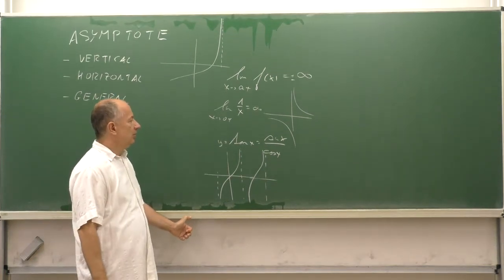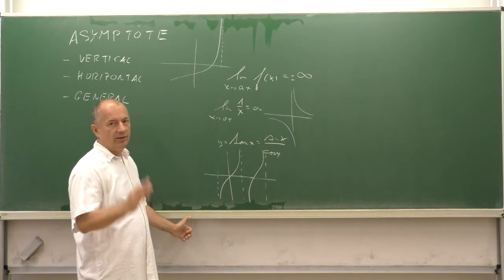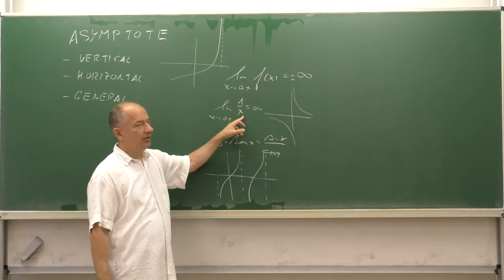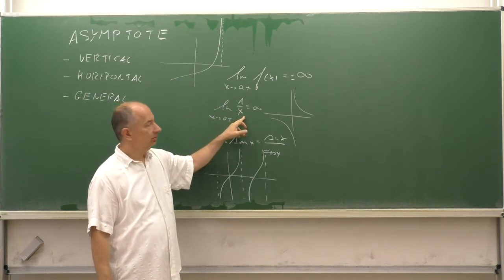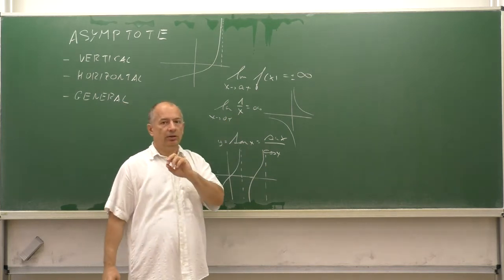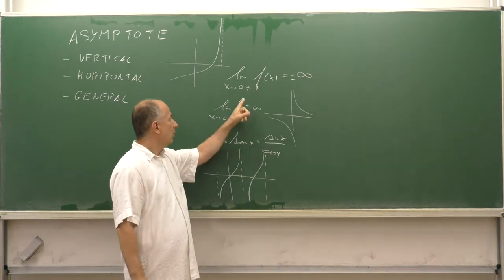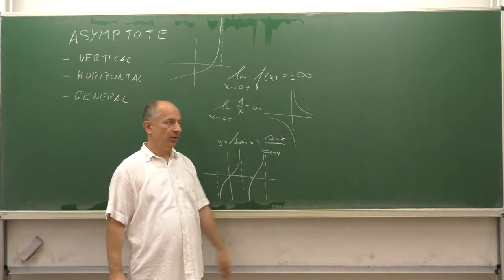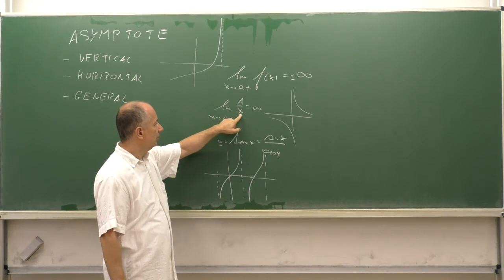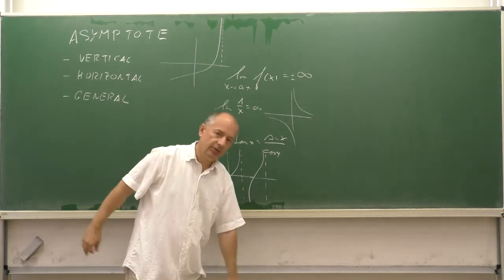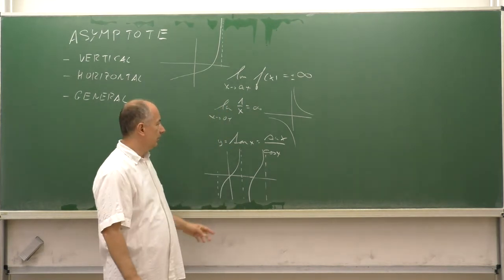A typical situation for a function to have a vertical asymptote is when the function is in the form of a fraction and the denominator goes through 0 while the numerator remains away from 0. Here, when x goes through 0, the fraction goes to infinity and then minus infinity, and we have a vertical asymptote.